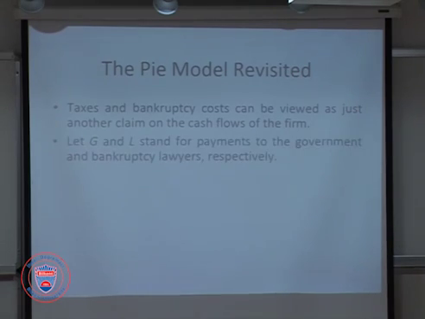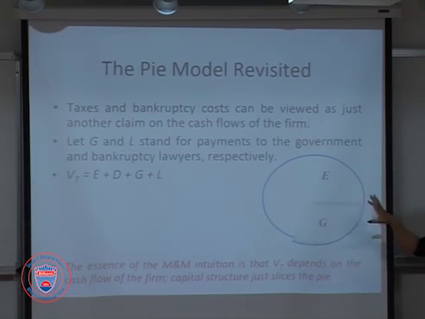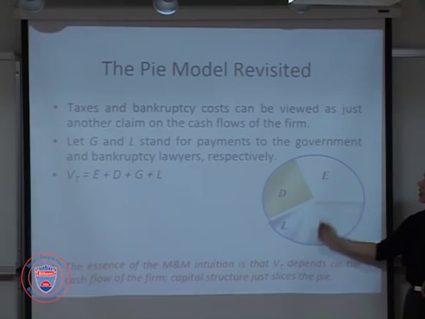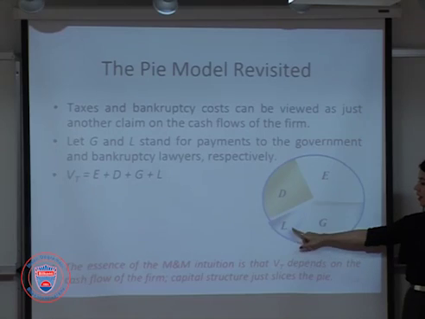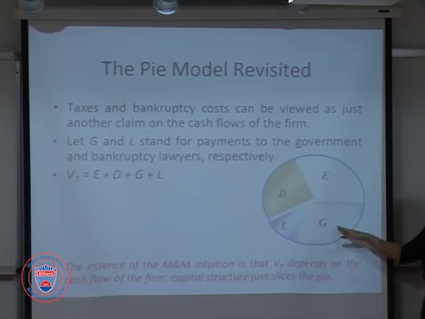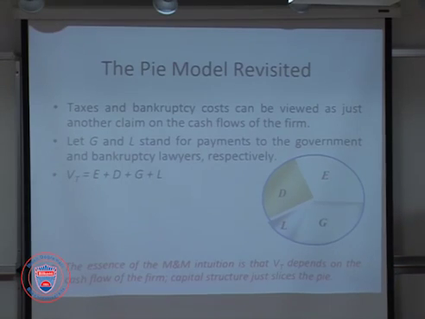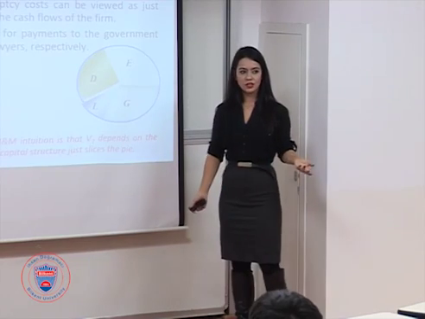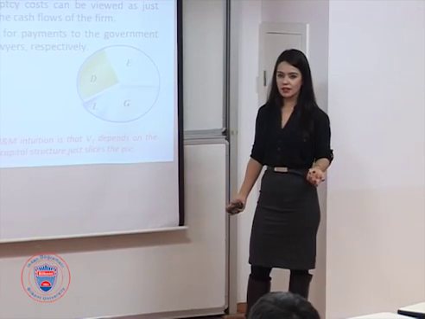So what's going to happen is, going back to Modigliani-Miller, the pie will be there. We are going to have some slice going to equity holders, some to debt holders. L is for lawyers, bankruptcy lawyers and stuff. G is for the government. So it's still, according to Modigliani-Miller, they say that as long as the pie is the same, your capital structure will not be affected by anything.